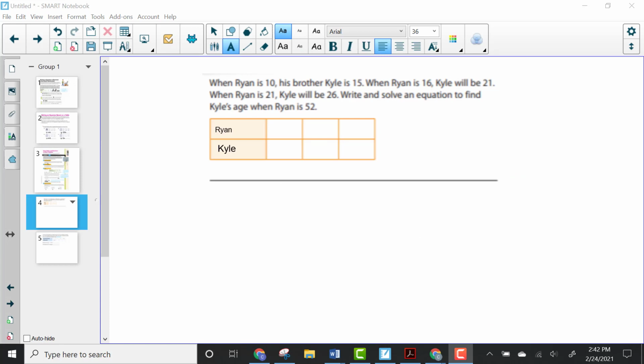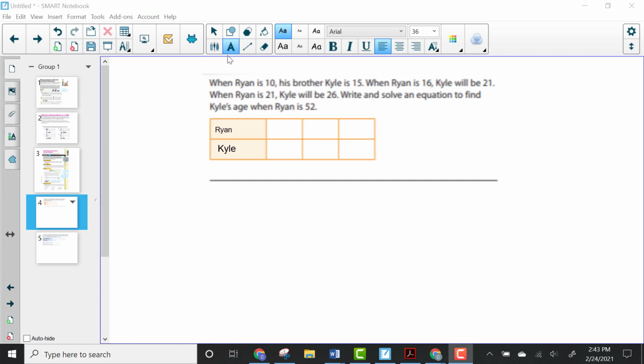So let's take a look at a problem just like this, and we'll wrap up the video after this problem. It says, when Ryan is 10, his brother Kyle is 15. When Ryan is 16, Kyle will be 21. When Ryan is 21, Kyle will be 26. Write and solve an equation to find Kyle's age when Ryan is 52. So think about the information that we know.